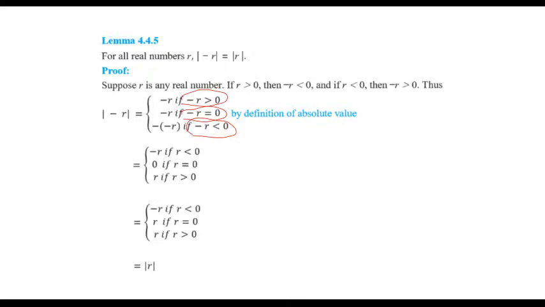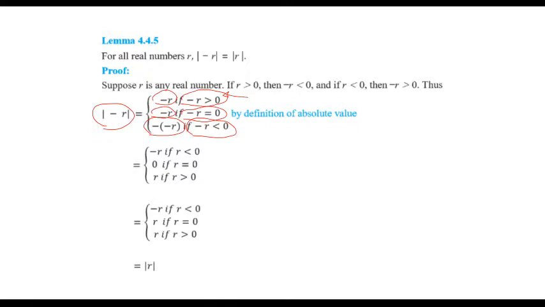If negative r is positive, then by the definition of absolute value, the absolute value of negative r becomes equal to negative r. If negative r is 0, again by the definition of absolute value, the absolute value of negative r is negative r. And in the third case, the absolute value is negative of negative r.